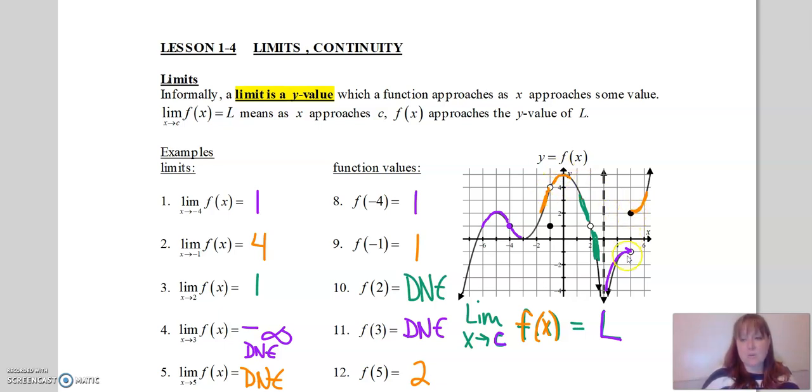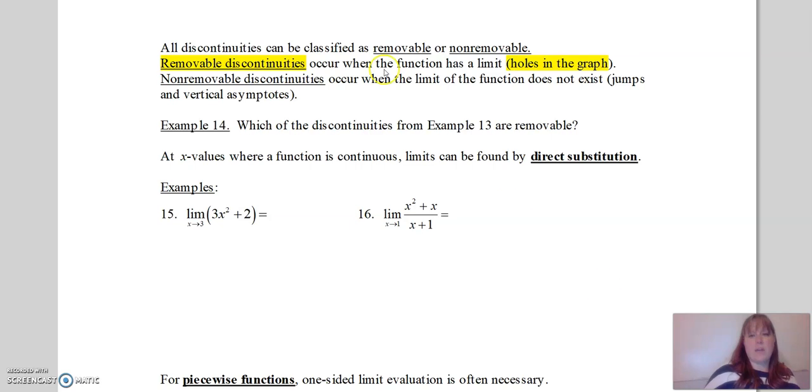This one's not a removable discontinuity because I couldn't just fill in one of the holes and suddenly have a continuous function, right? It jumps. And same here at the asymptote. I can't just fill in one little spot. It's an asymptote. It keeps going to infinity. So there's really no way to just fill in one little hole, okay? Removable discontinuities are holes. Non-removable are jumps and asymptotes.